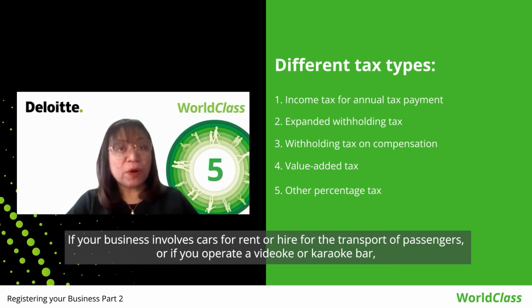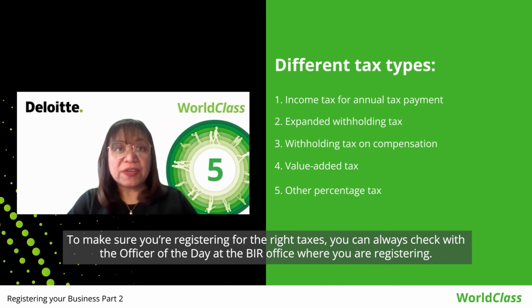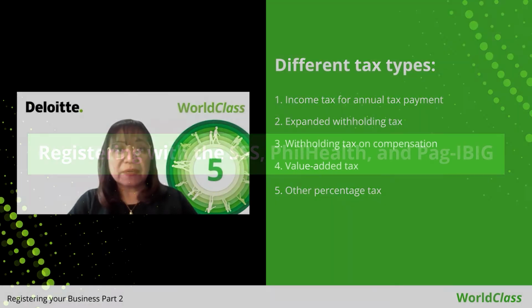If your business involves cars for rent or hire or the transport of passengers, or if you operate a videoke or karaoke bar, then you are also liable to pay percentage tax. To make sure you're registering for the right taxes, you can always check with the officer of the day at the BIR office where you are registering.